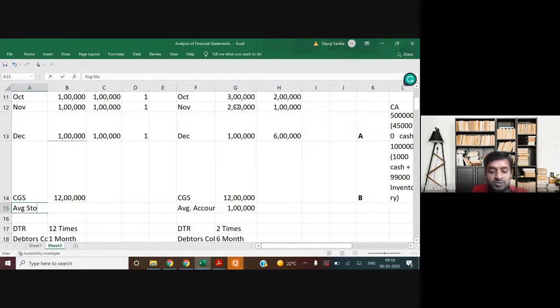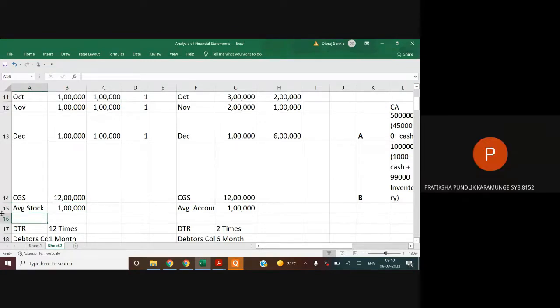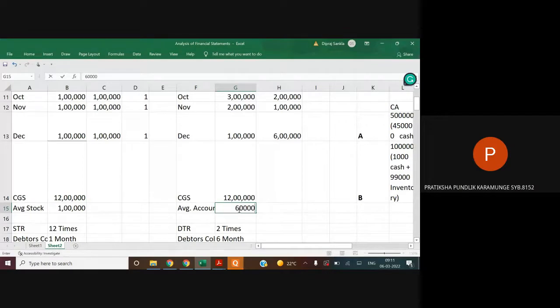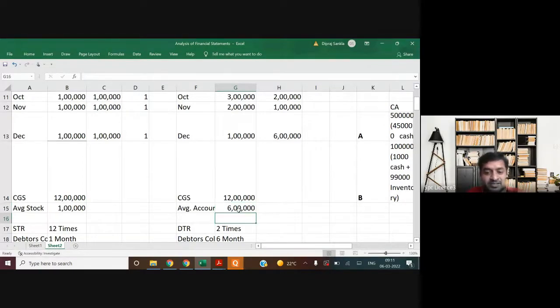Now you tell me, average stock means what? Opening stock plus closing stock divided by what? 2. That is average stock. Now here I want you to divide the cost of goods sold by average stock. What is the answer? 12, right? Now here, what is the average stock in case of B company? Opening stock as on 1st January was 6 lakh. The closing stock as on 31st December, 6 lakh. So what is the average? 6 lakh only. Okay, now divide 12 lakh by 6 lakh. What is the answer? 2 times.